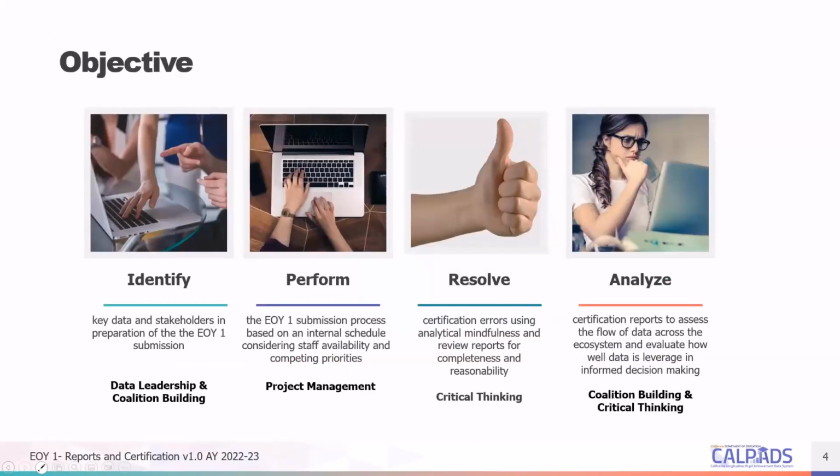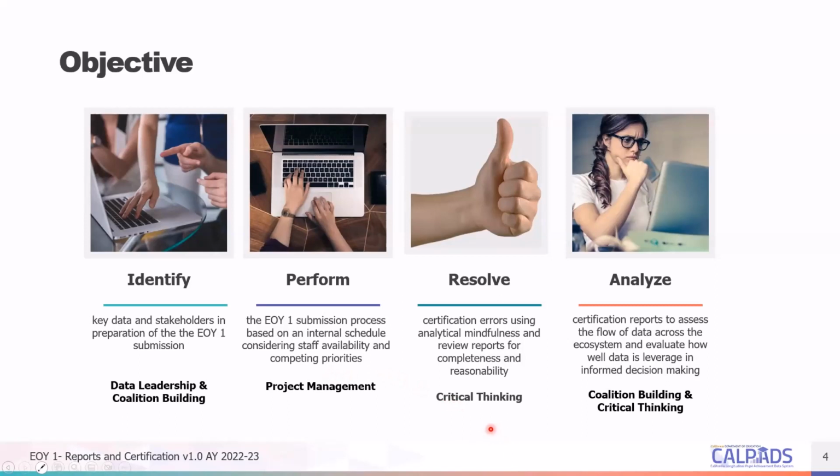Today's training has been developed with objectives in mind that highlight essential skills needed during the CALPADS submission process, and the objectives are listed on the slide here. By the end of this session, participants will be able to identify key data and stakeholders in preparation for the end of year 1 submission, and this pulls on the skills of data leadership and coalition building. Perform the end of year 1 submission process based on internal schedules, considering staff availability and competing priorities, which pulls on the project management skill set.